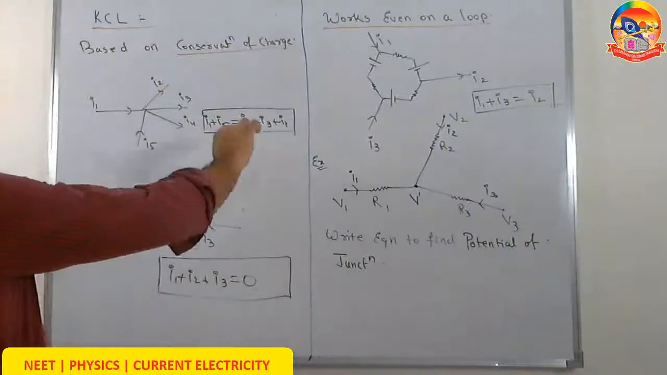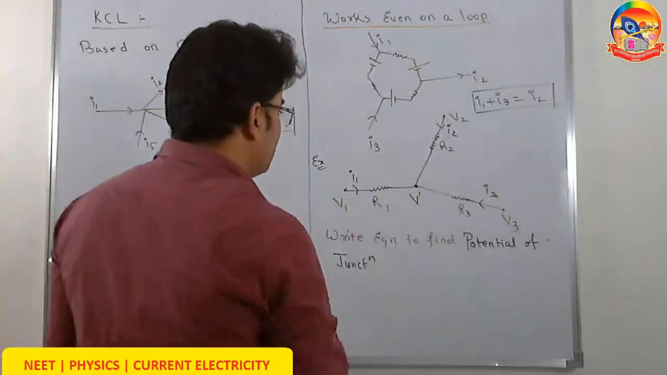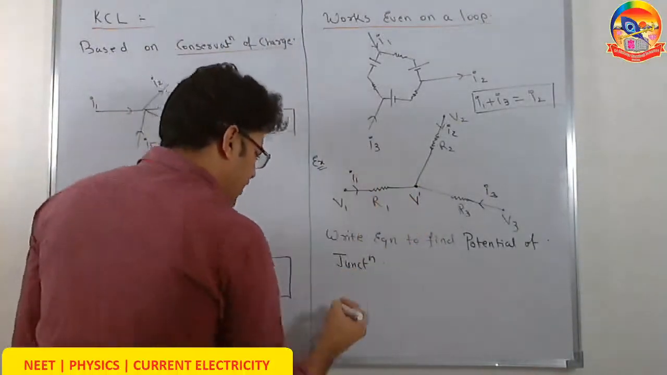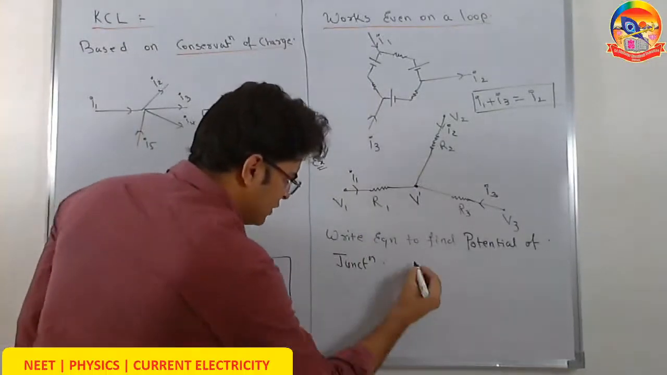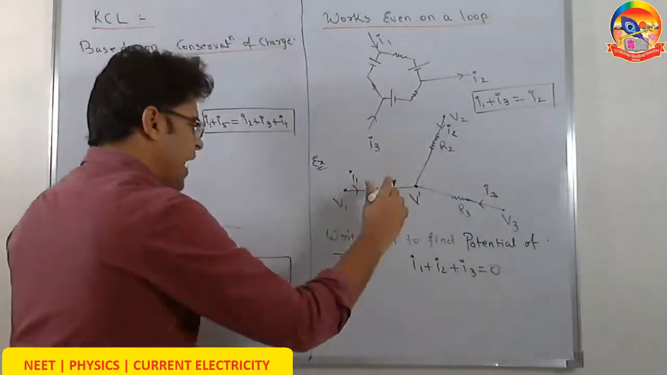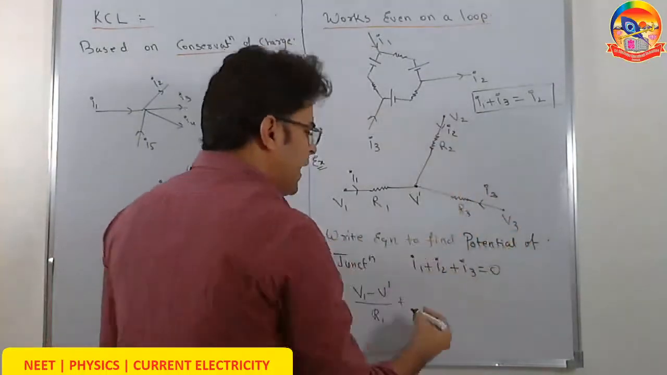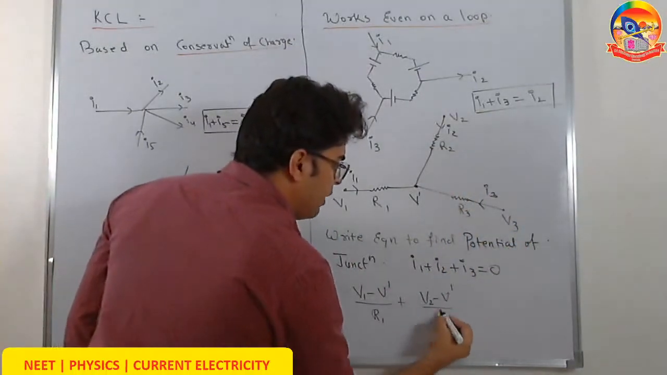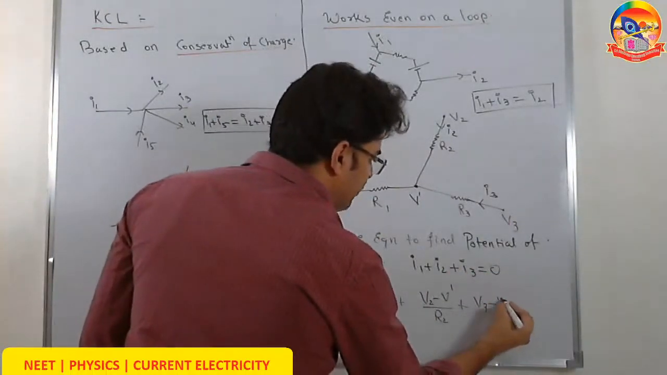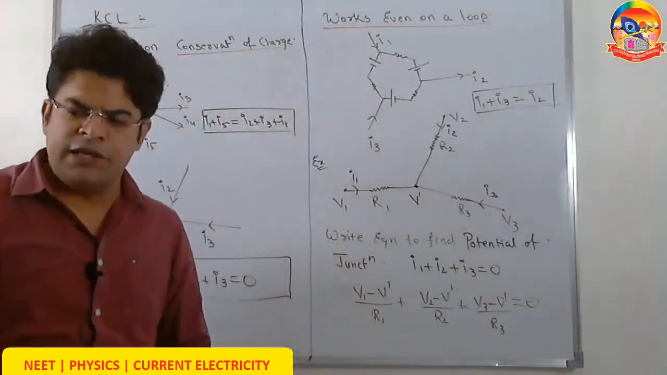Now taking inspiration from this, I can say that I1 plus I2 plus I3 has to be 0. I1 has to be how much? The potential drop across R1 has to be V1 minus V dash. So I can first write I1 plus I2 plus I3 has to be equal to 0. In place of I1, I can write V1 minus V dash by R1. In place of I2, I can write V2 minus V dash by R2. And in place of I3, I can write V3 minus V dash by R3. On solving this equation, we can find out the value of V dash.